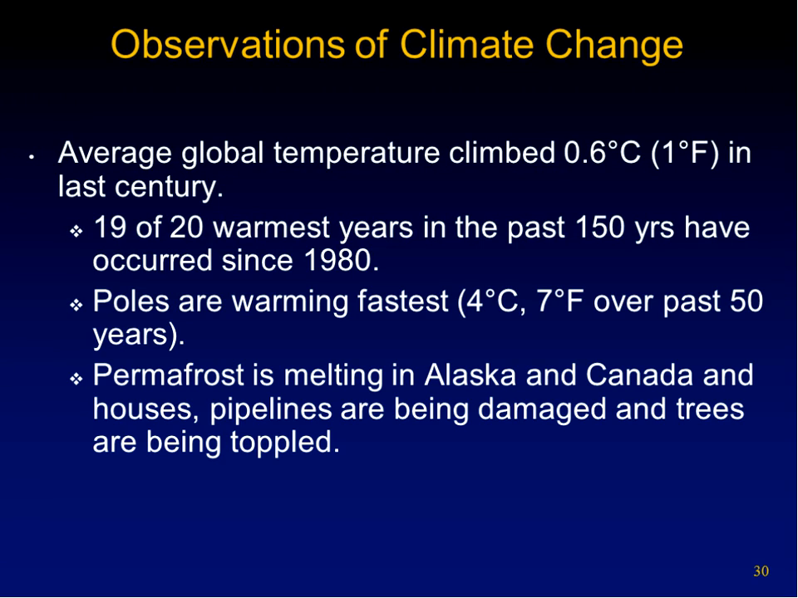That affects albedo. Permafrost is melting in Alaska and Canada, and houses and pipelines are being damaged, and trees are being toppled. Now, permafrost is permanently frozen subsoil, which we talked about in one of our farming chapters, and also in the biological chapters. Melting permafrost means decomposition occurs, and when decomposition occurs in conditions of lack of oxygen, down in the soil, you release more methane. So there's a concern that methane releases will be increased by a warming planet. That's another compounding factor that we need to think about.